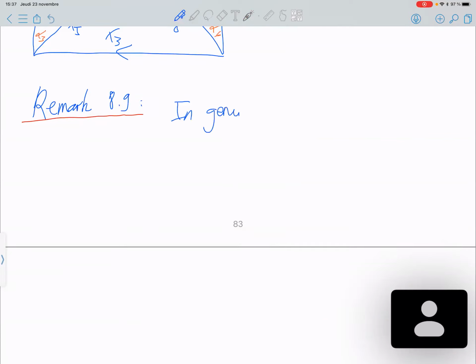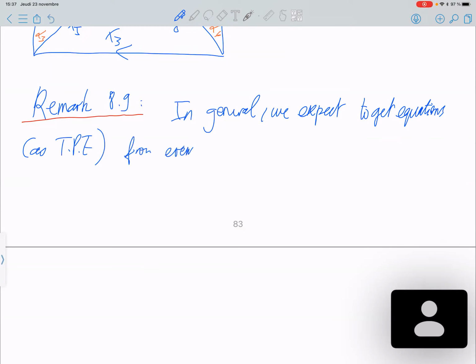So in general, we expect to get an equation, like the triangular prism equation we explained, from every planar trivalent graph. And in fact, at the end of the section, we will generalize this remark to any trivalent graph. But then we need to consider braiding, because if it is not planar, then you have some crossing, and the crossing should be handled by braiding. So in general, we expect to get the equation for every trivalent graph. And if it is not planar, you have to use braiding. Here, now we are only considering planar graphs.